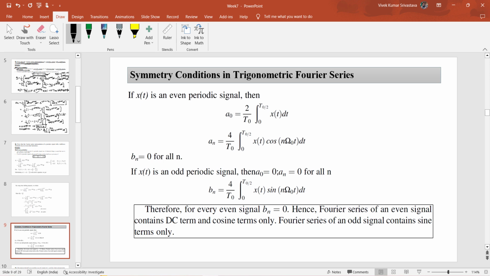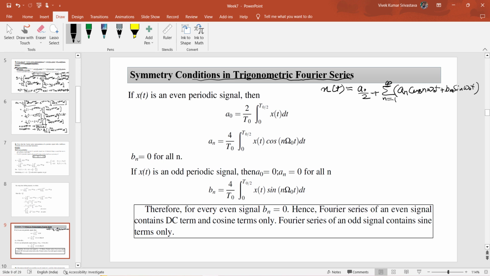Okay, so before moving to the next problem, let us take one important property, that is the symmetry condition in a trigonometric Fourier series. As we know from our previous class, for the trigonometric Fourier series, x of t is represented as a naught by 2 plus summation n equals 1 to infinity a n cos of n omega naught t plus b n sine of n omega naught t.